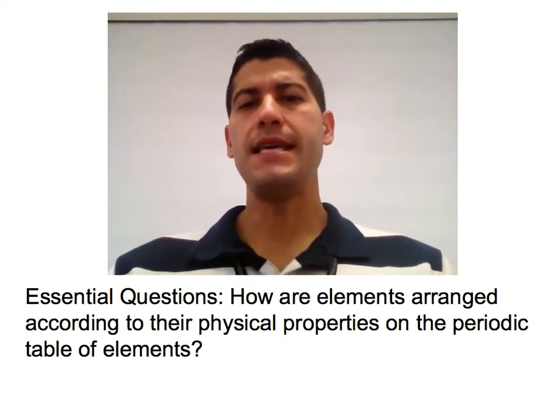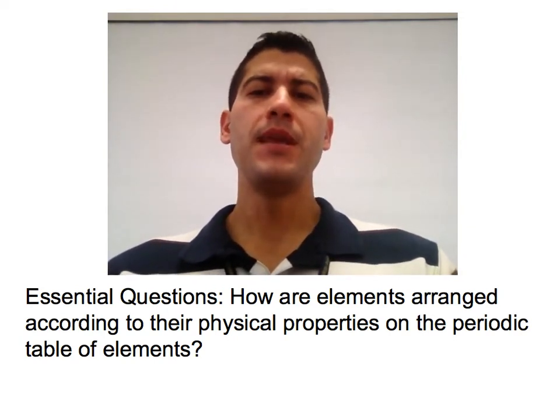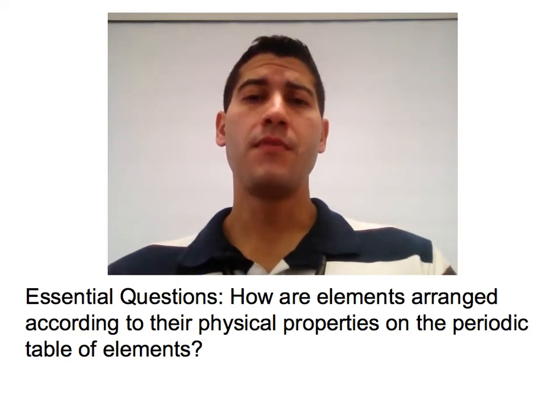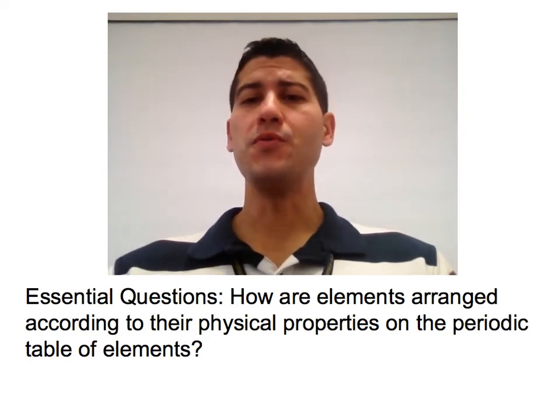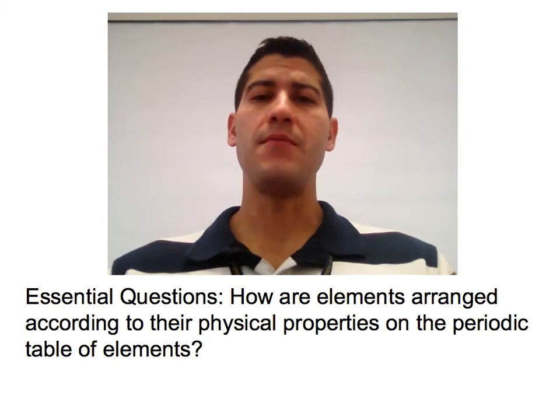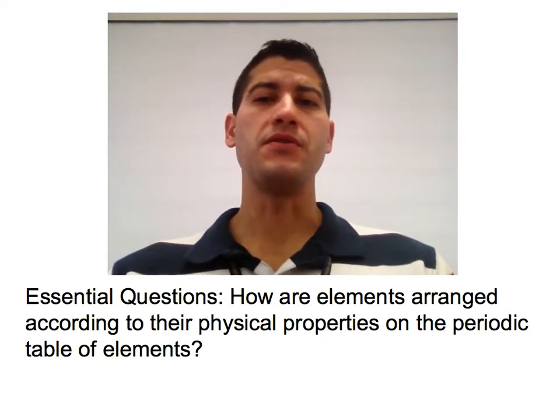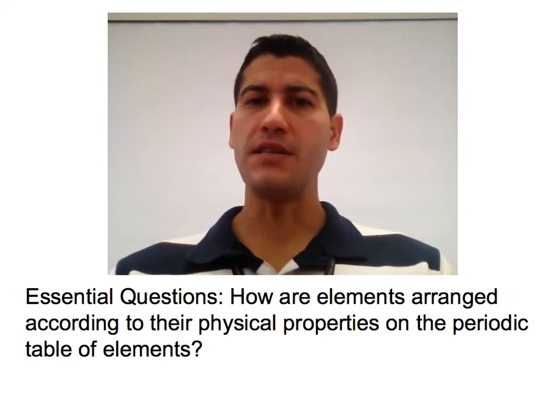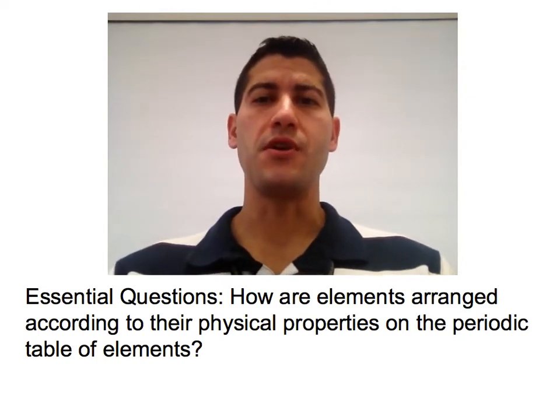The location of each element in the periodic table is based on its properties. One of the ways the periodic table groups the elements is to separate them into metals, nonmetals, and metalloids. Go ahead and pause the video and write the essential question in your notes.